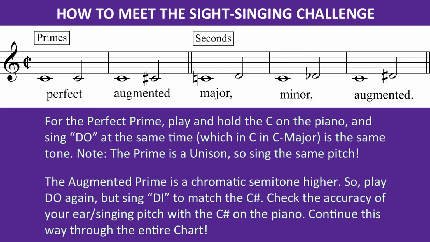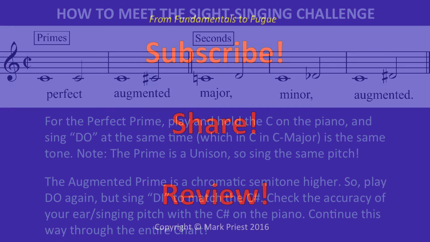Di. You may check the accuracy of your ear and singing pitch by comparison with the C sharp key on the piano. Continue in the same way, playing the lower tone, whether C or C sharp, and singing the upper tone in chromatic solfege of the remaining intervals listed on the summary chart.